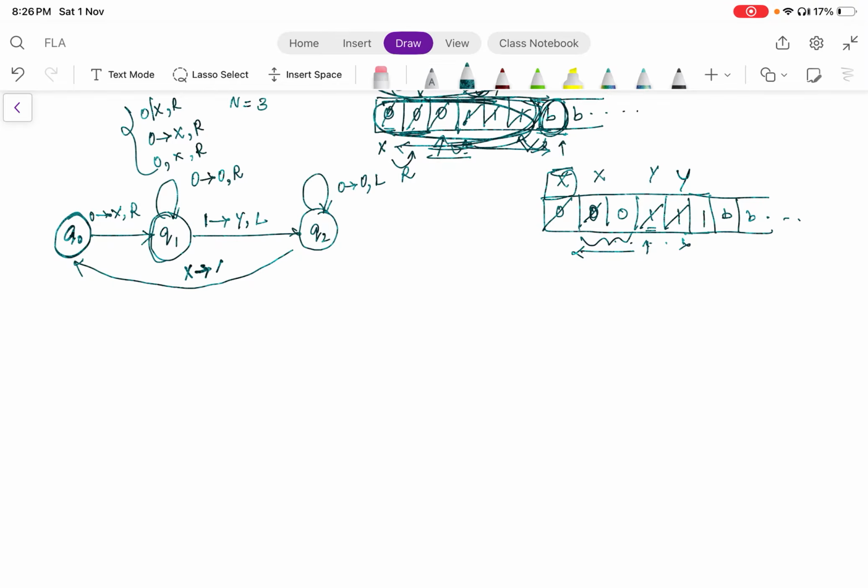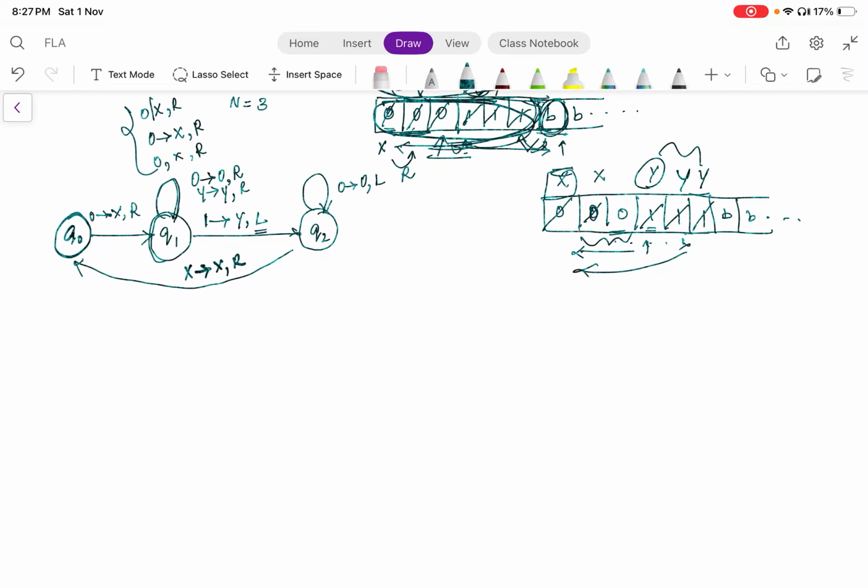x: don't do anything, keep moving right. In between you have 0, which we have put in the self loop. This time we have y also, right? So we have to put that transition also here. y: don't do anything, keep moving right until you find a 1. Replace that 1 with y. Then move left.